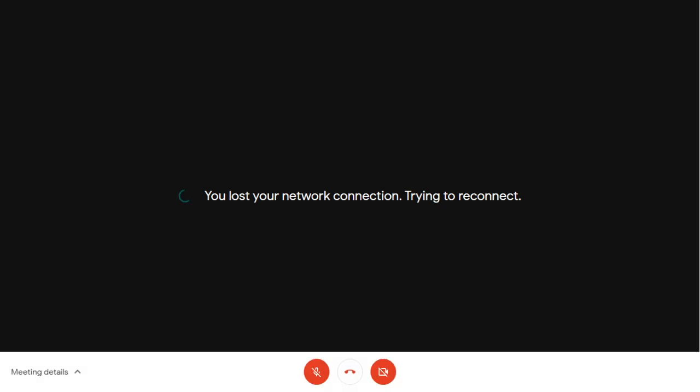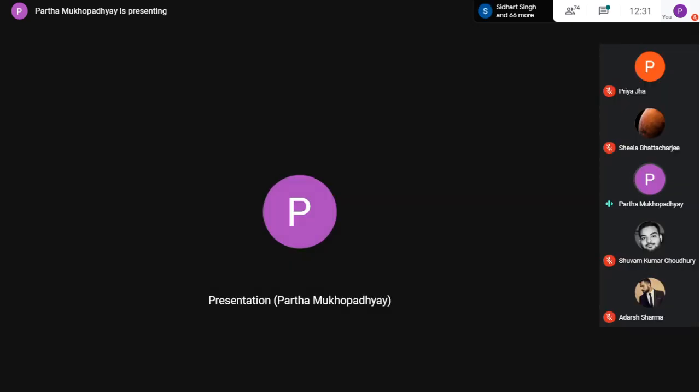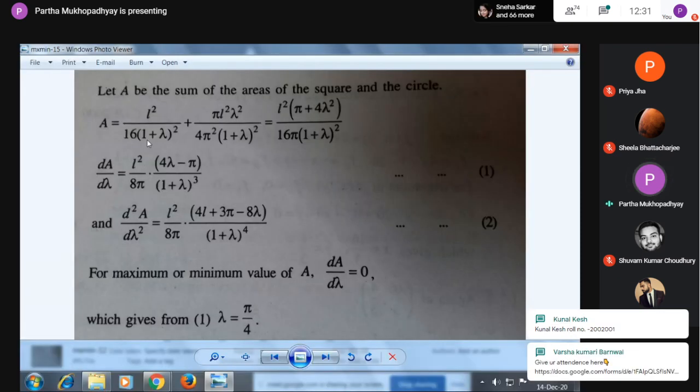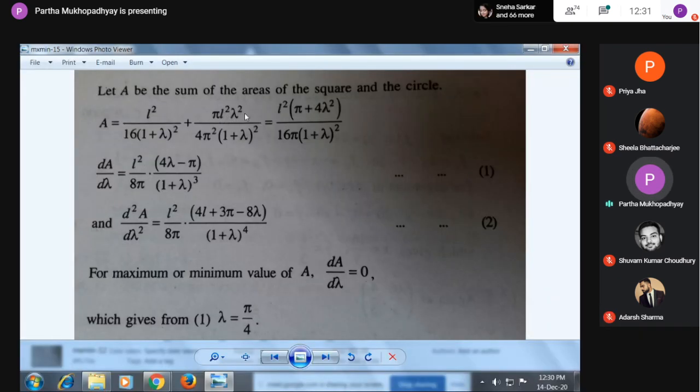Yes, sir. Our sum of the areas, if you denote by capital A, the sum of the areas, that will give you A is equal to L square by 16 (1 plus lambda) whole square plus pi L square lambda square by 4 pi square (1 plus lambda) square. Now here, L is constant, pi is absolute constant. So only the variable is lambda. That means capital A, this total sum of the area, we have expressed in terms of a single variable lambda.